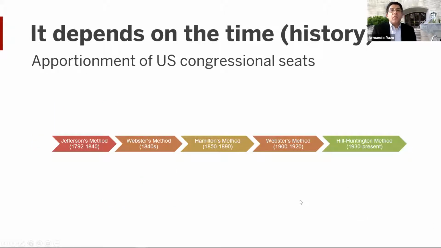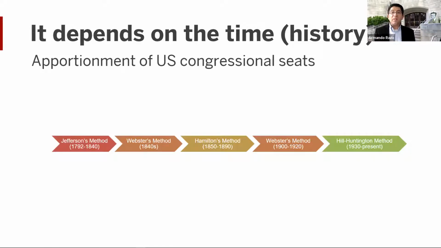Now, fairness also depends on time. So here, in the next few minutes, I want to show you a very brief political history of apportionment in the US. Apportionment is the decision that the government needs to make every 10 years. So after we have a census, we need to allocate 435 congressional seats. And what you see here is a diagram that traces the political history in terms of the different methods that we have used to determine these numbers.